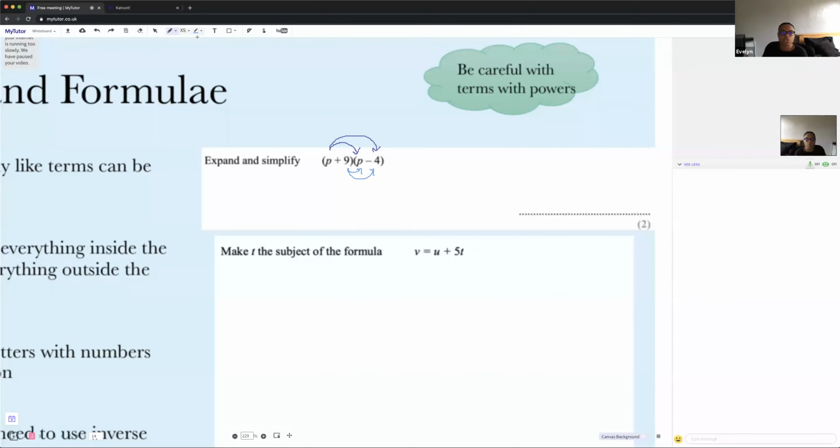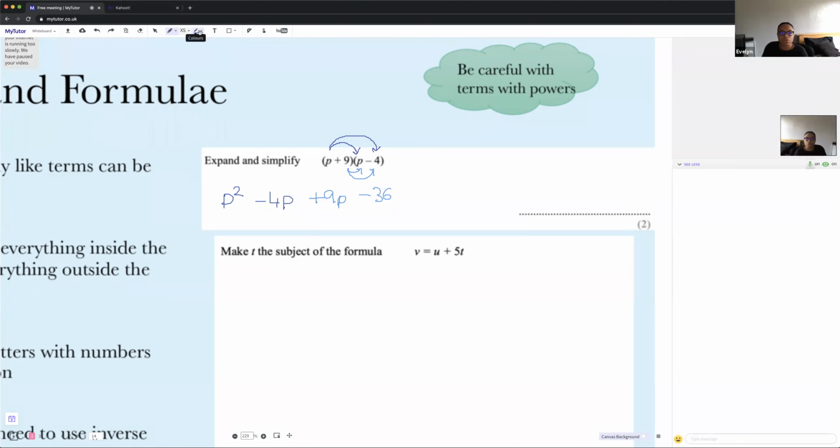If we have a go at the darker blue ones, p times p is just p squared, and p times minus 4 is minus 4p. And then the lighter blue ones, we've got 9 times p, which is just 9p, and 9 times minus 4, which is minus 36. Now, if you left your answer like this, you would only get 1 mark. So you have to remember to simplify it.